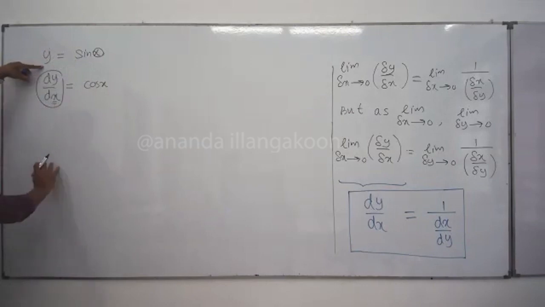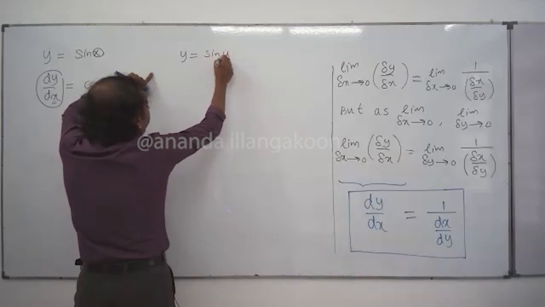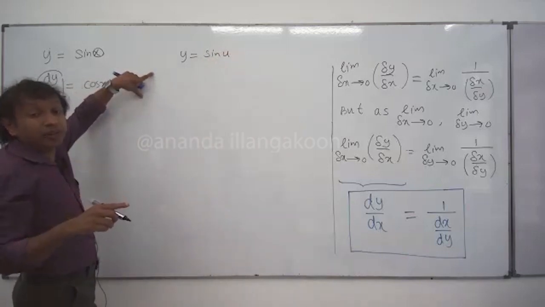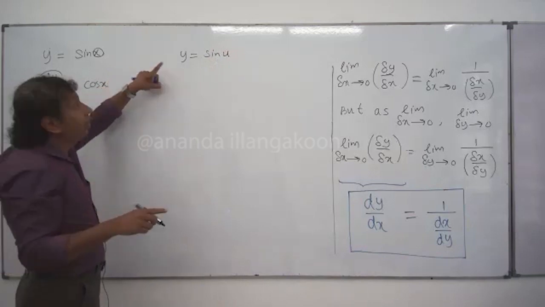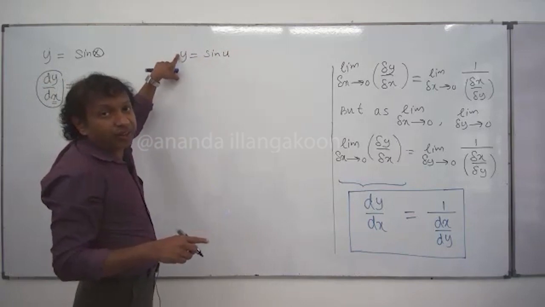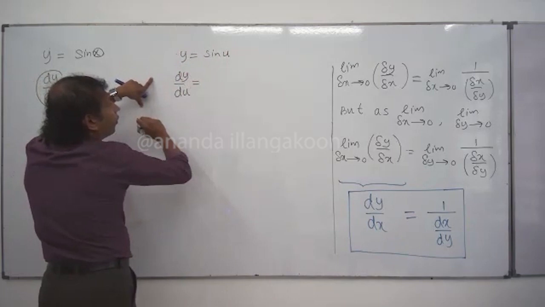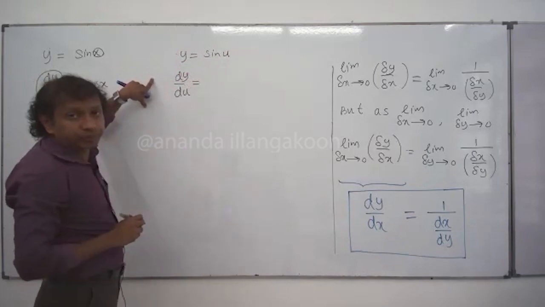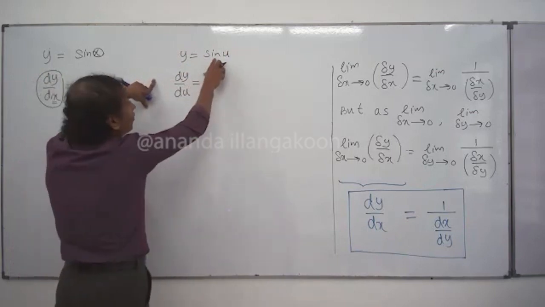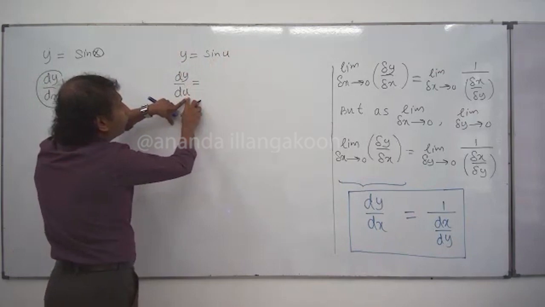Understand? Now another one, suppose y equals sin u. What derivative can we find here? The right hand side letter is u, the left hand side is y, so we can find dy by du. What is the answer? We differentiate sin u with respect to u, then cos u.